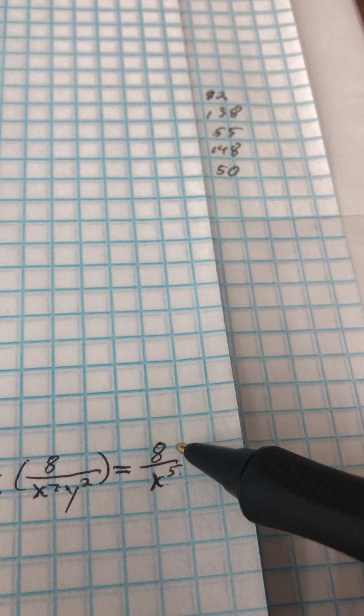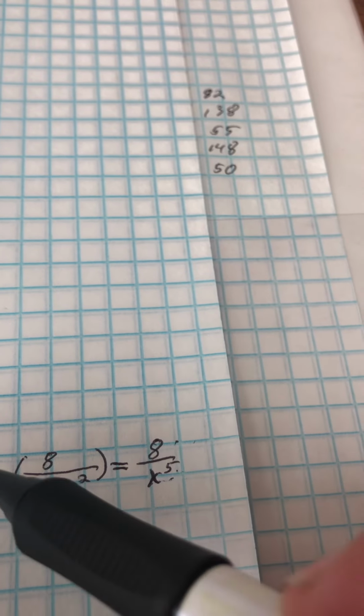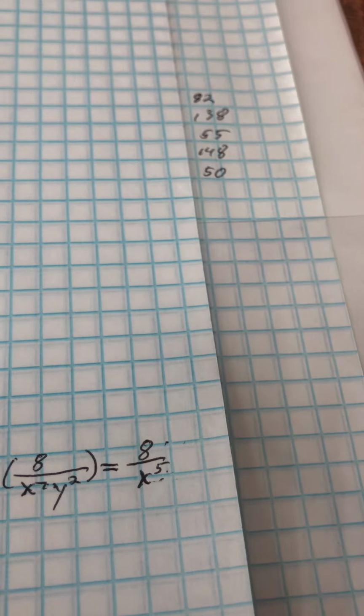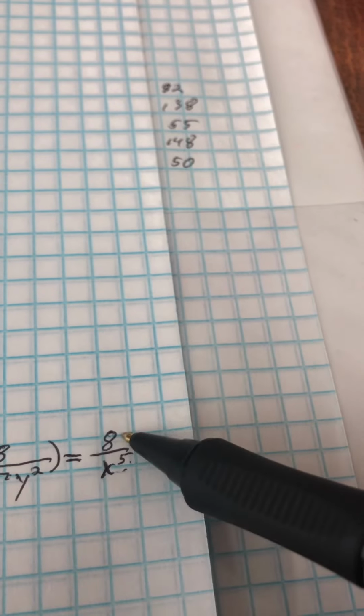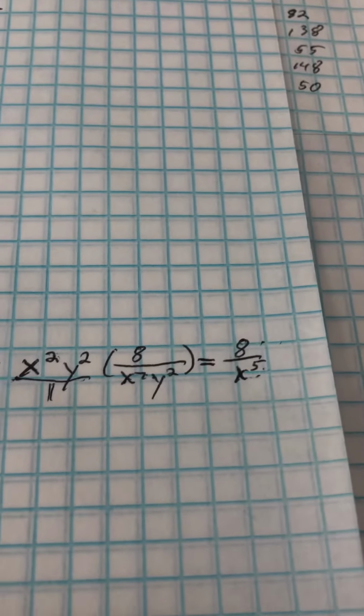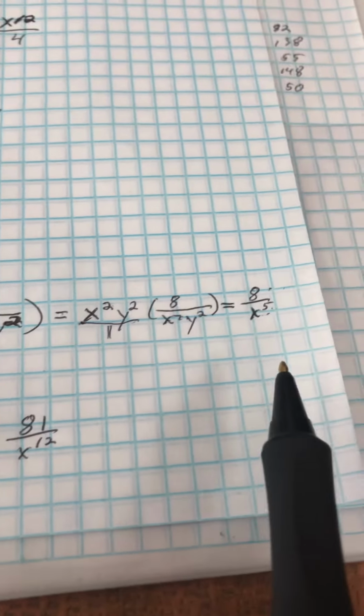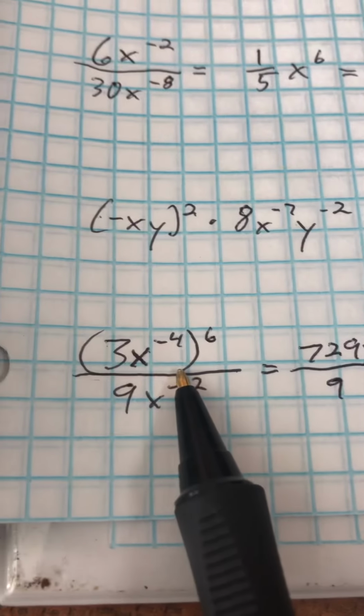The negative 5, you put it down below, so it's going to stay down below. And then 2 minus 2 is just 0, so you're done with the y. You don't have any more y's. The 8 stays above the fraction line, so you're good to go there. That's going to take you to this problem.